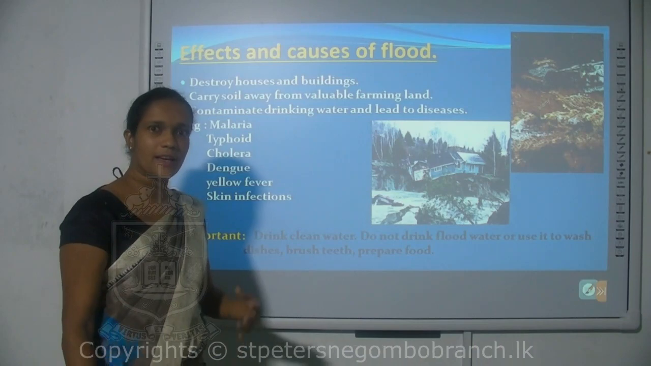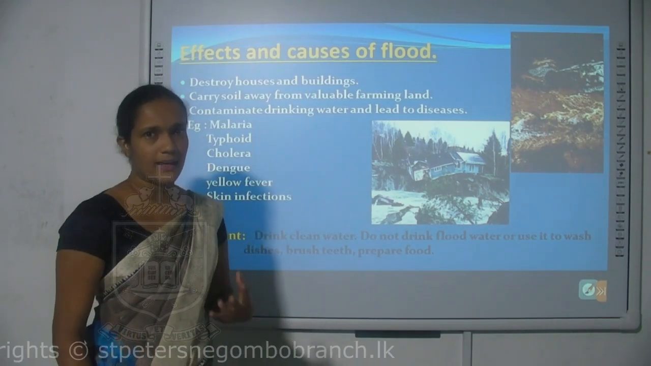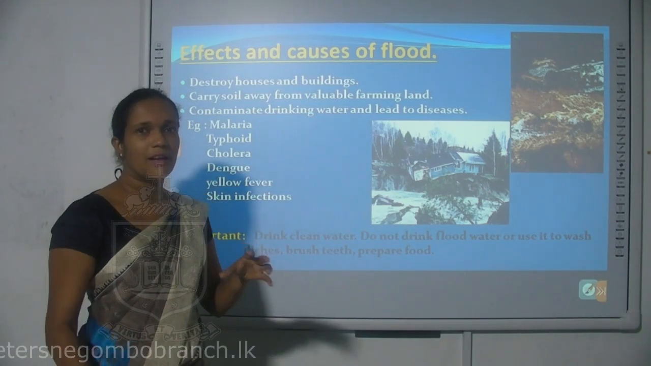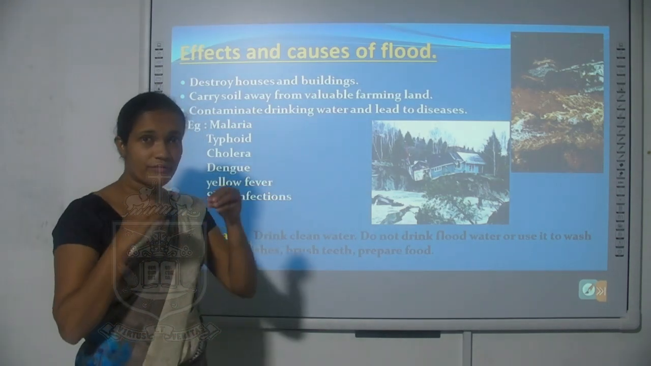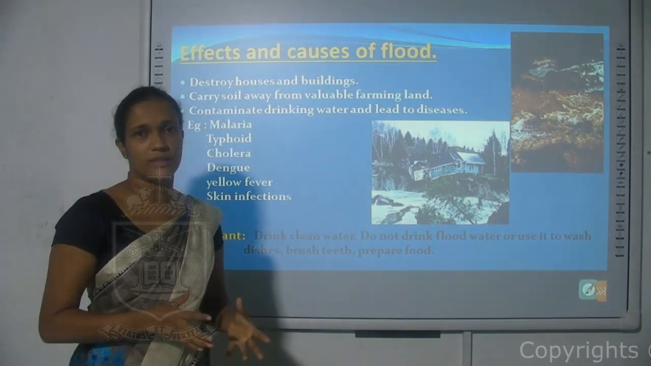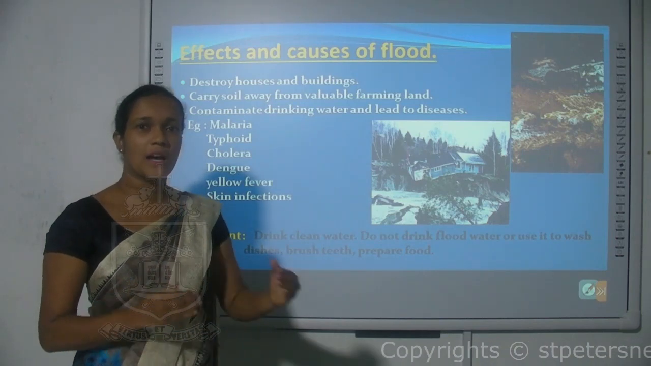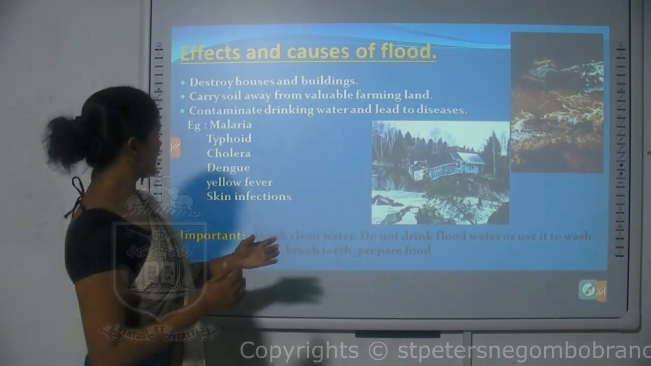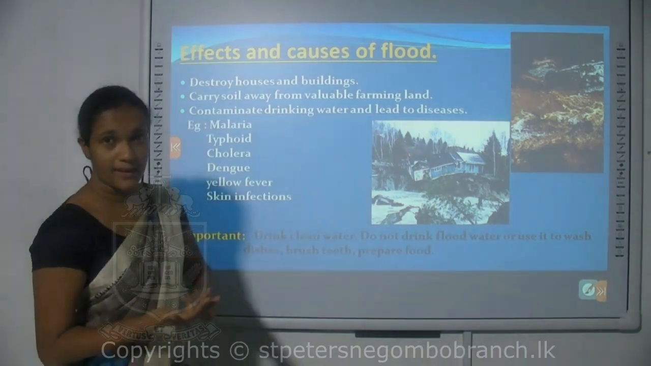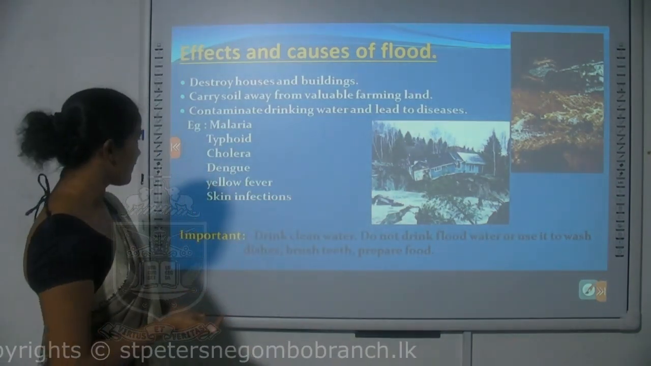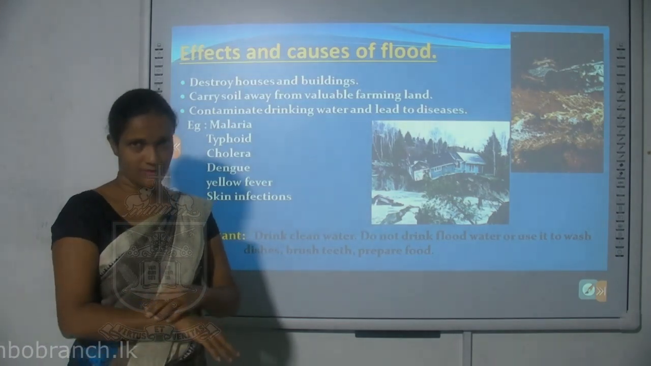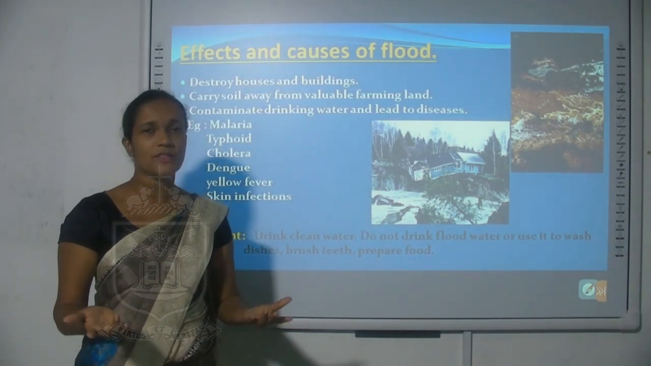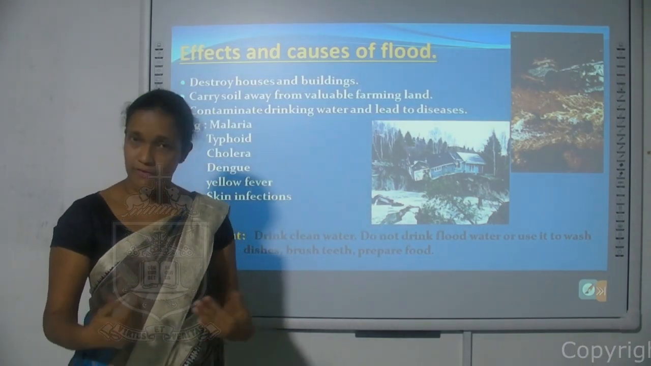Now, where a flood occurs, the people there have to drink the flood water. Because of drinking that flood water, it may cause many kinds of diseases. Mostly what are they? Malaria, typhoid, cholera, dengue, yellow fever and also skin infections. We get skin infections because of having flood water.